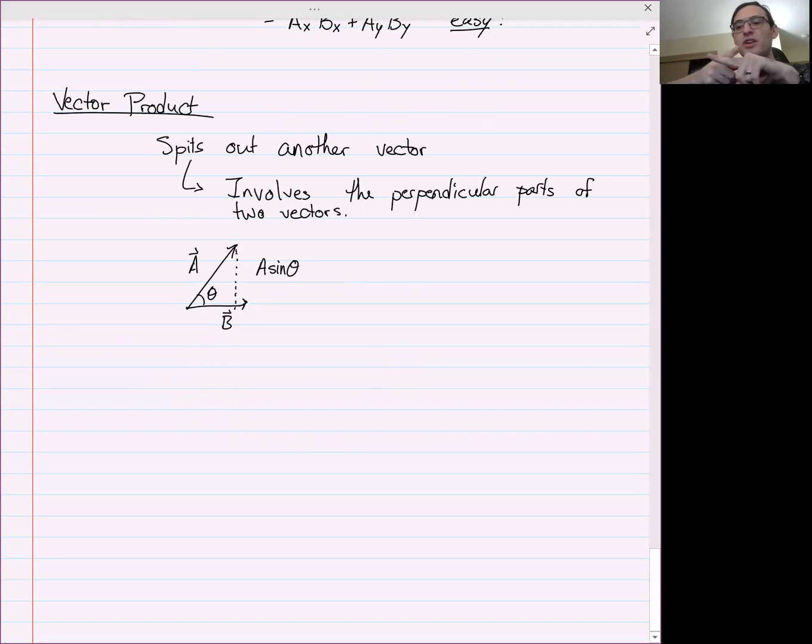It could be perpendicular because one of them's x and one of them's y, or it could be perpendicular because one of them's x and one of them's z. In which case, you kind of need to account for that. Otherwise, you get the same answer for two operations that should represent different things. So that extra information about the direction in which A is perpendicular to B is encapsulated by the direction of the resulting product vector.